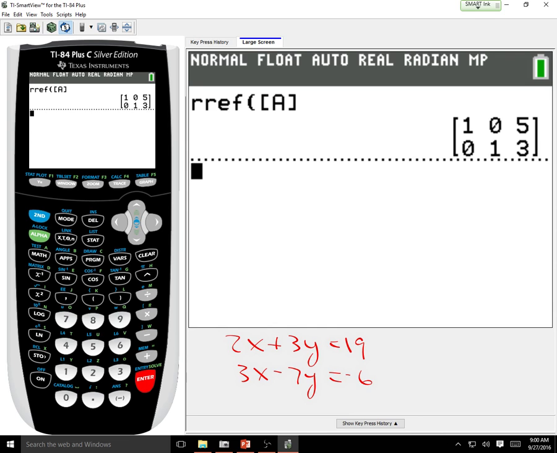You see this here? Those are the answers. We're done. It's not cheating. This is saying that 1x is 5 and 1y is 3. And we're done. That's it.